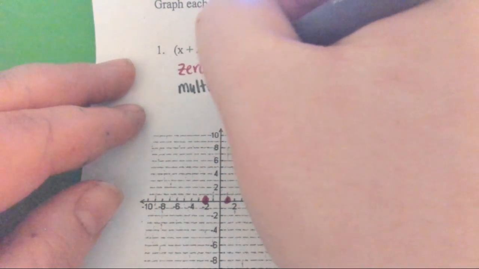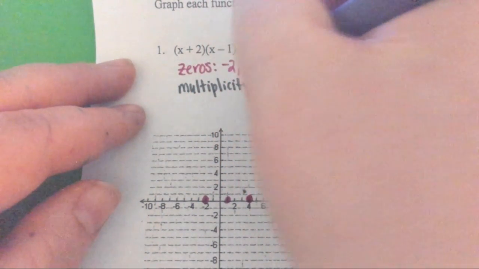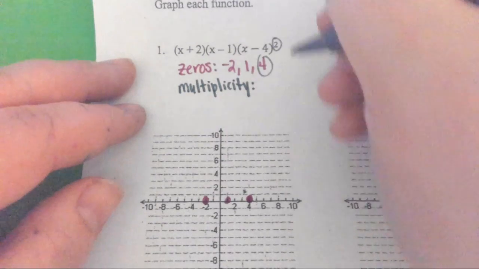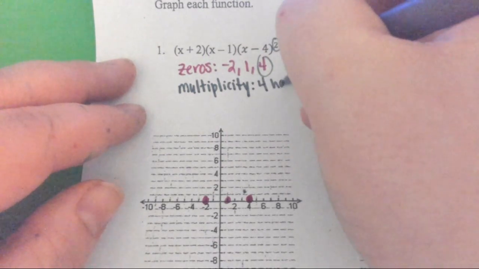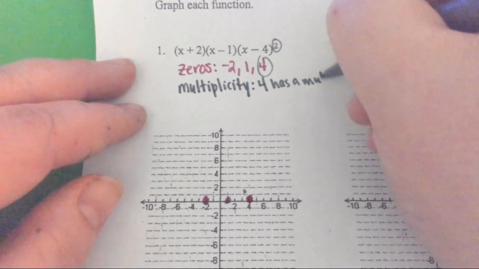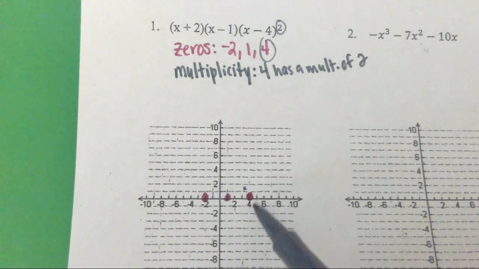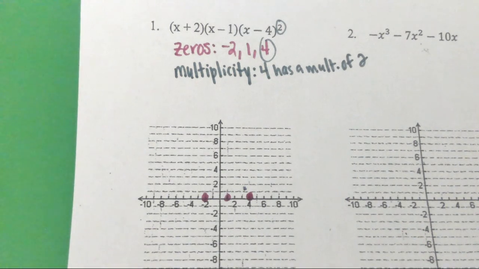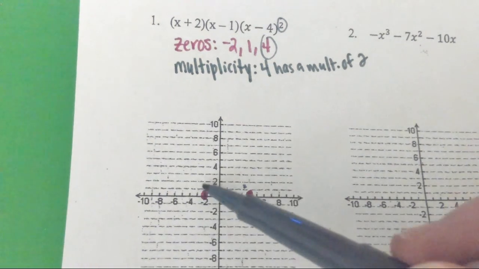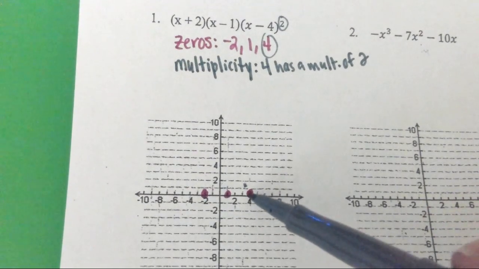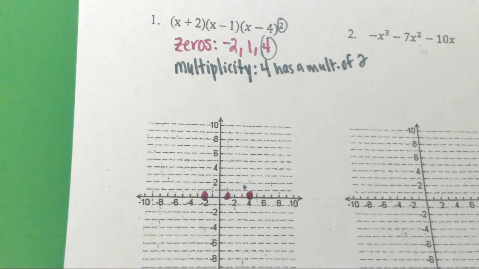Another thing we might want to notice is the multiplicity of the zeros. The 4, because of that 2 there, has a multiplicity of 2. And all that really helps us know is that something special is going to happen at 4. At -2, at 1, it might just cross through. At 4, something special is going to happen. So that's why we note the multiplicity, because that lets us know where the special points are on the graph. They're even more special than just a zero. They're like the coolest of the zeros.